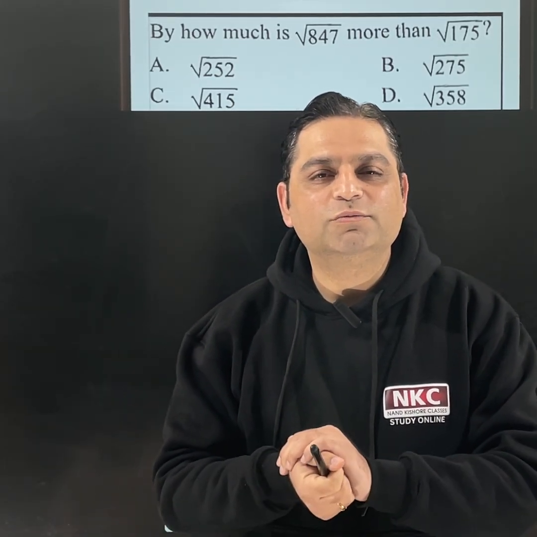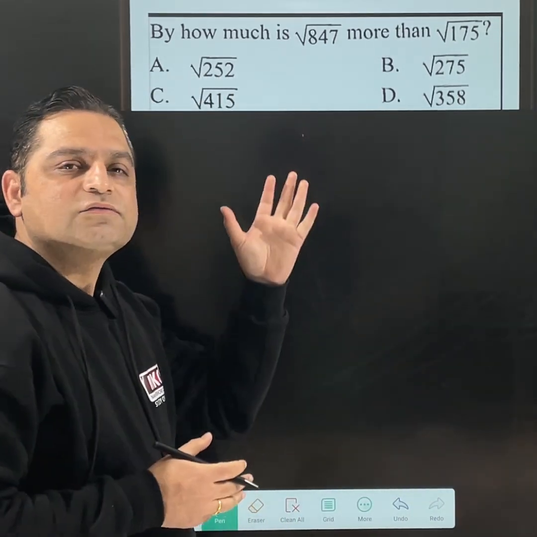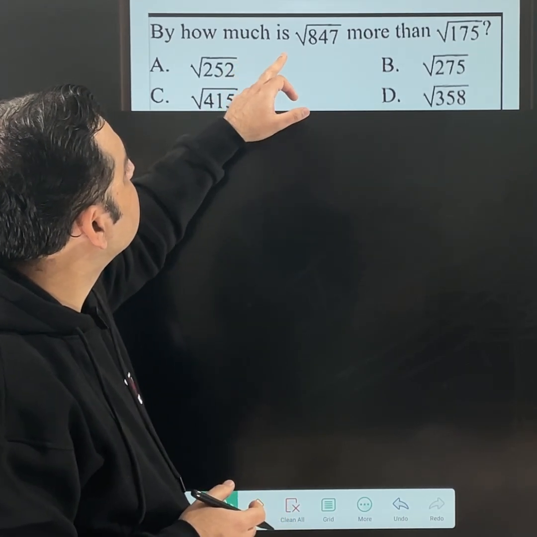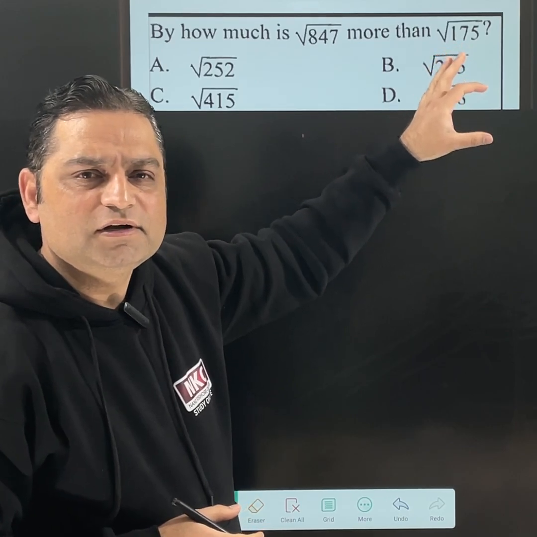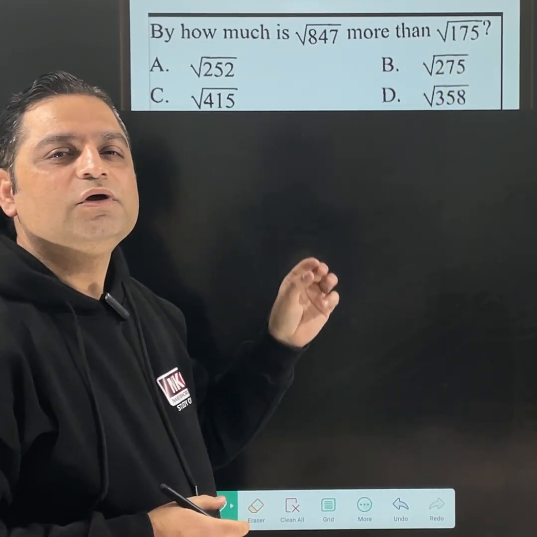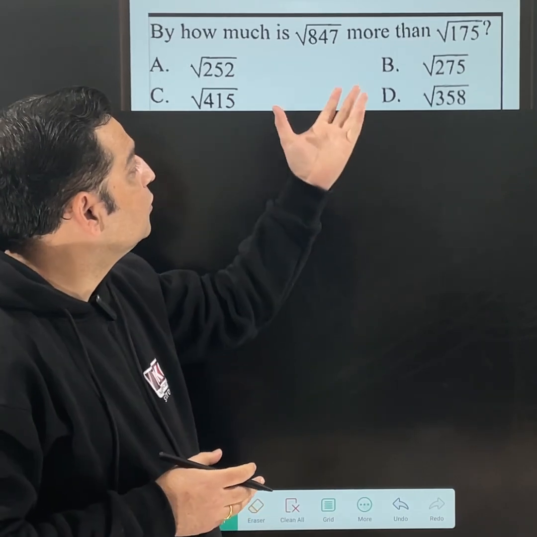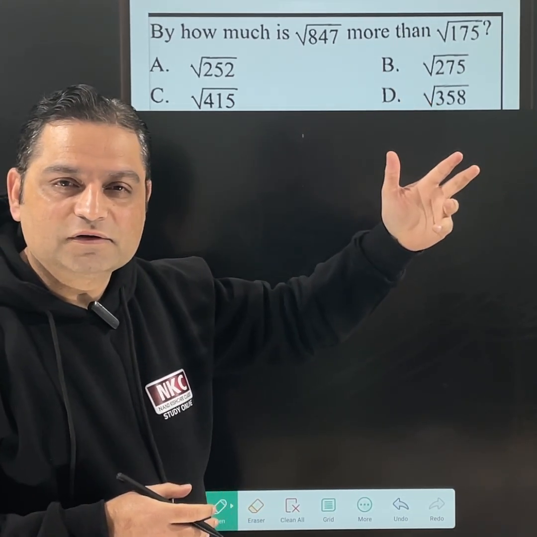Today's lecture is going to be very interesting. Please have a look at the question. This question came in recent Olympiad exams. How much is square root of 847 more than square root of 175? Looking at the question, it seems very difficult because no number is a perfect square. But how to find the difference?